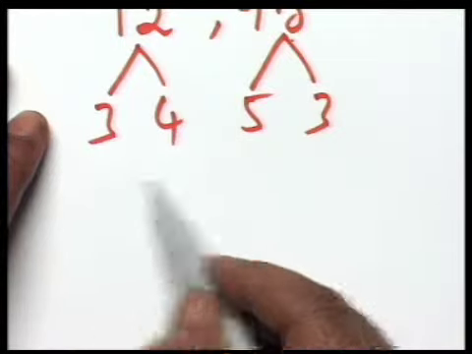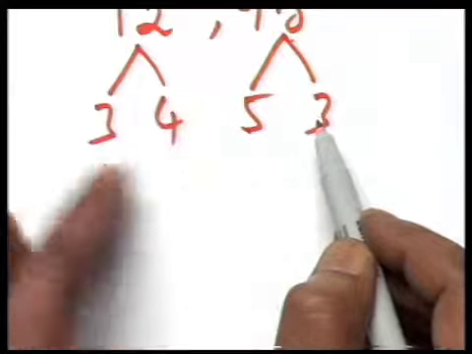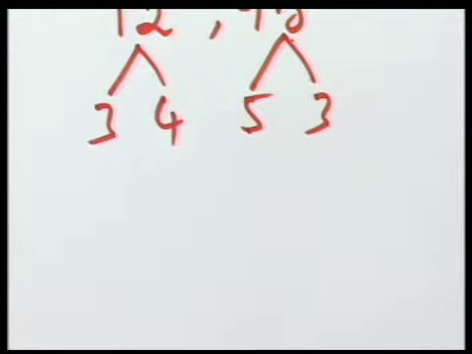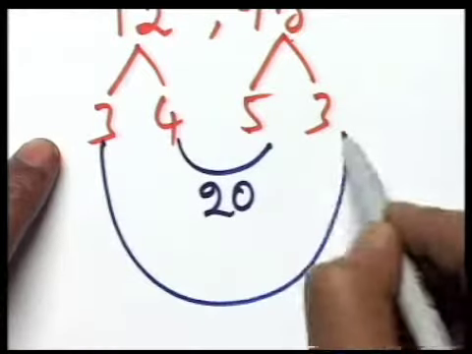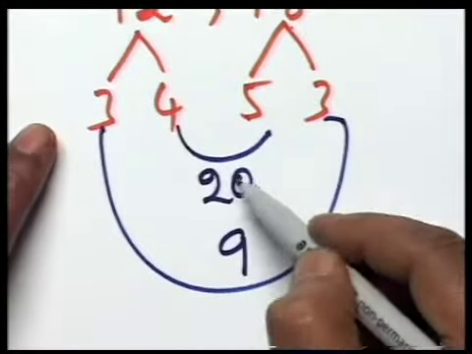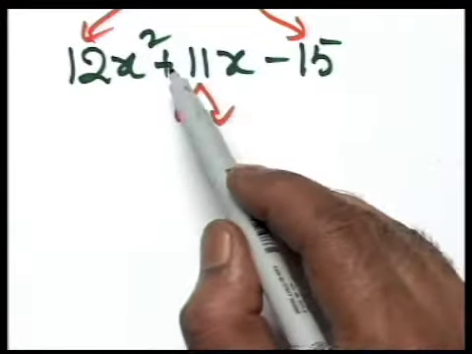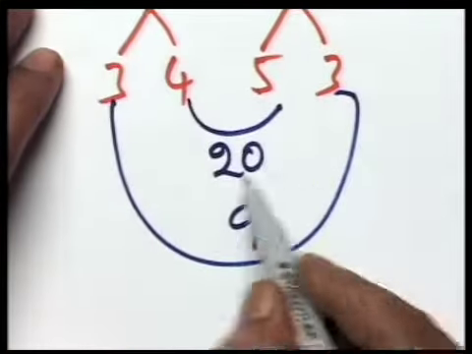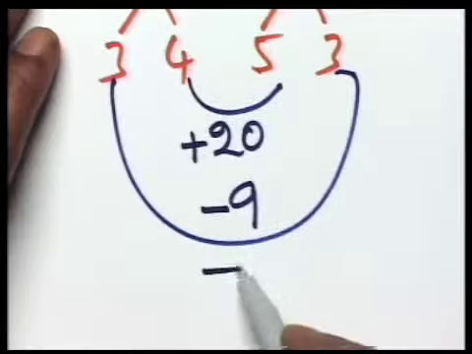3 times 5 is 15, 4 times 3 is 12. No. 3 times 3 is 9, 5 times 4 is 20. Haha, we got it. Here. 4 times 5 is 20. 3 times 3 is 9. 20 minus 9 will give you the 11 that we are looking for. Please watch, that's a positive 11. So I'll be going for a positive 20 and a negative 9, which gives me a positive 11.